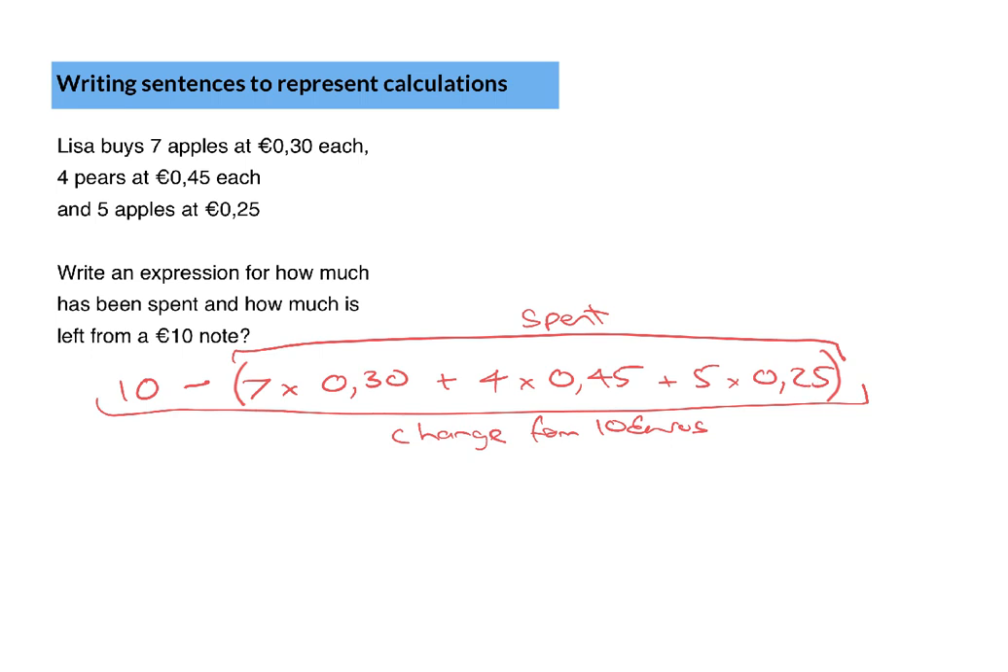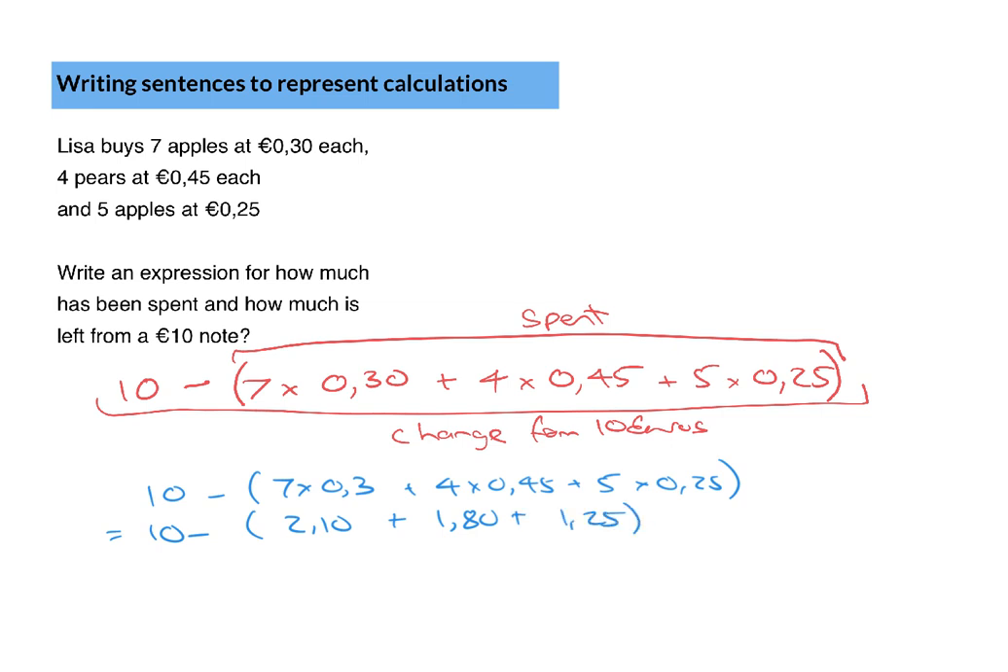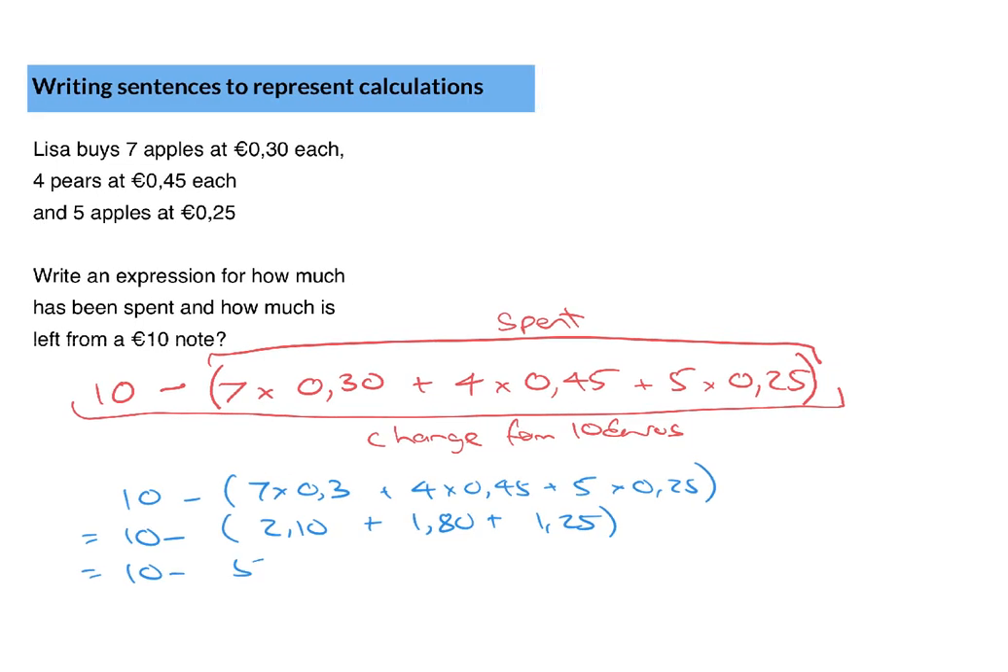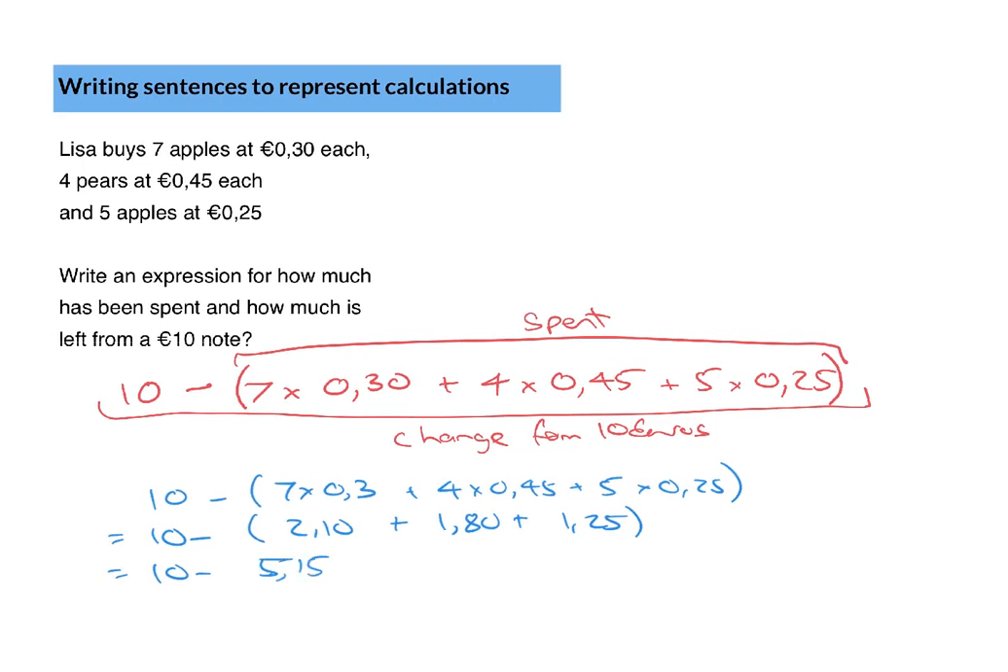So let me write that again, just to make that a bit clearer, hopefully. It's 10 minus what she spent. So 7 times 0.3 plus 4 times 0.45 plus 5 times 0.25. What does that equal? Well, it's 10 minus bracket 210 plus 180 plus 125, which is 10 minus 515, which equals €4.85.